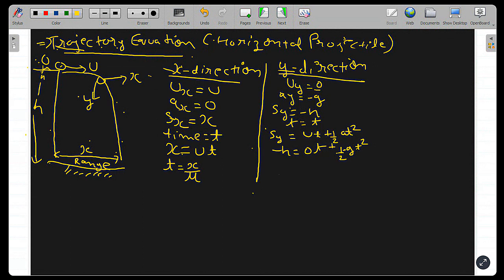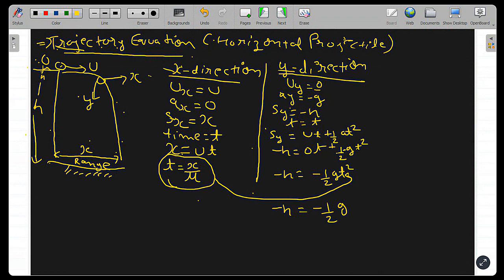So finally minus h comes out equal to minus half g t square from here. If you put this value of t in this equation, you will get minus h is equal to minus half g x square by u square. This minus and this minus can get cancelled. So your final equation of trajectory is h is equal to half g x square upon u square.